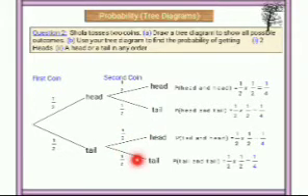So the possible outcomes will be head, head, head, tail. That is head and head, then head and tail. Then tail, head, tail, tail.